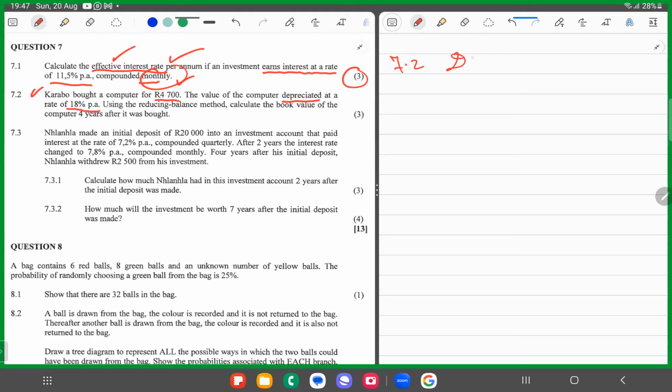Associated with these kinds of questions is something we call raw information, which we call data. Karabo bought the computer for that much. So in other words, the P, which is the principal, is 4,700. So the present value at which they bought this, we call it the principal amount.